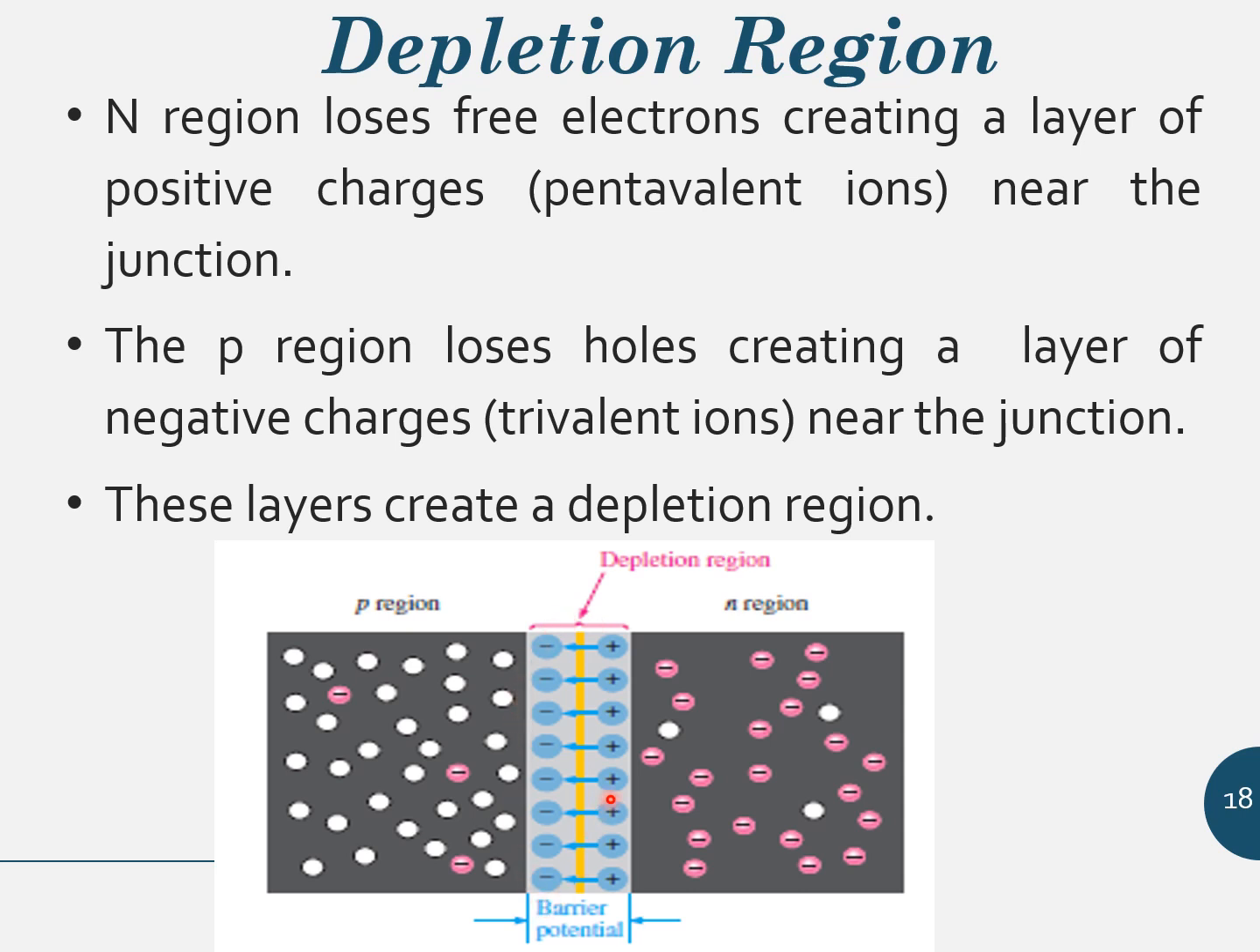These blue arrows between the positive and negative layers represent the electric field. As you can see, it is from N region to p region. The forces between the opposite charges are forming this electric field.